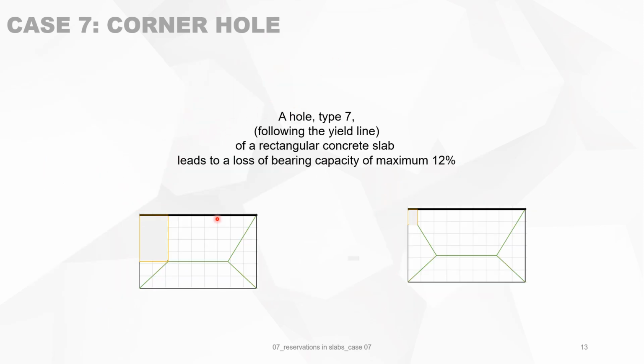So to summarize it, these are the two extremes. A hole type 7, it means that this tip is following the yield line of a rectangular concrete slab, leads to a loss of bearing capacity of maximum 12%.